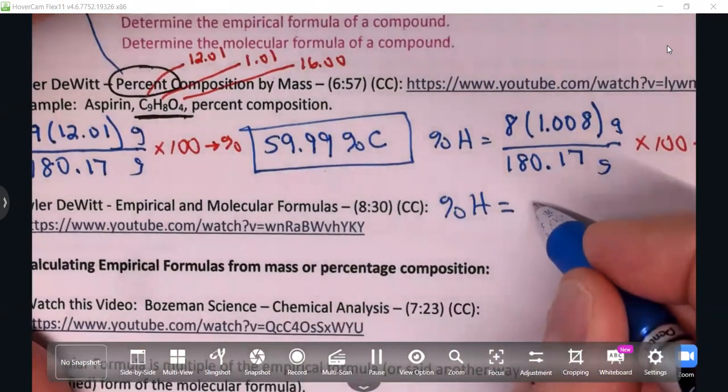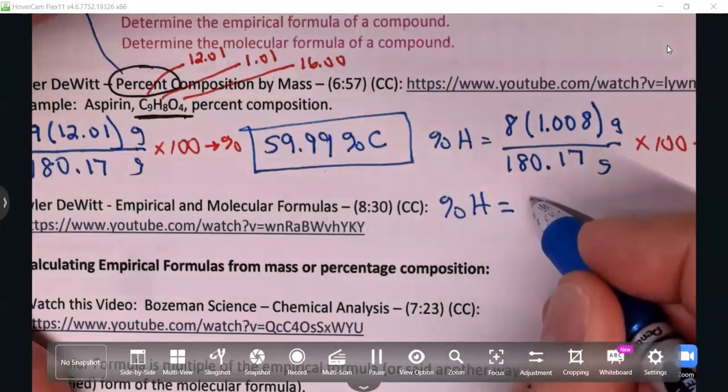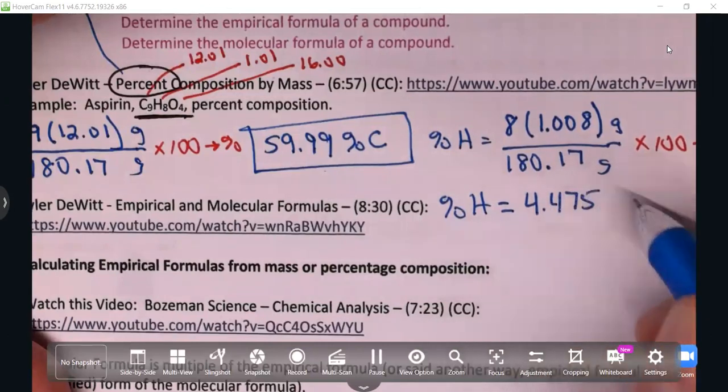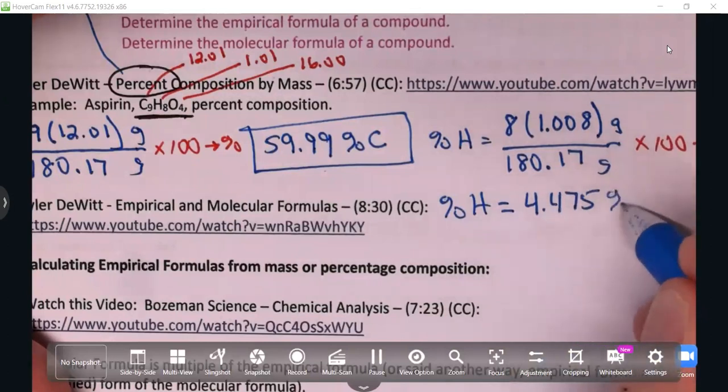Four point what? 4.475. 4.475? 4.475, and that is 4 sig figs. Percent.